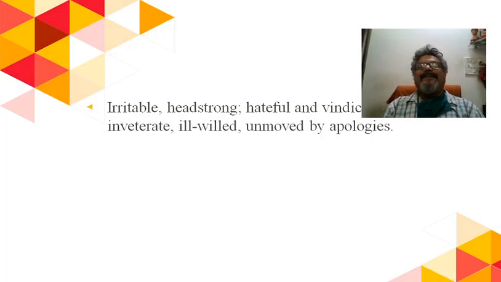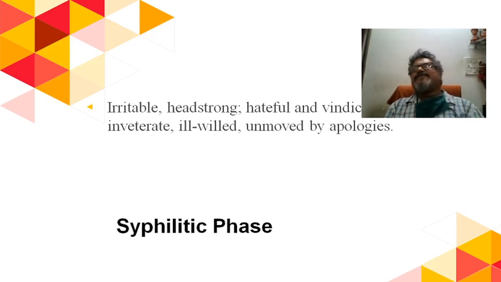Now, irritable, headstrong, hateful, vindictive, ill-willed, unmoved by apologies, inverted. So now the person has entered the syphilitic stage. So there is no mercy. Vindictive means that the person wants to take revenge. He is getting revengeful. There is ill will. His will is entirely lost. There is no good thing still remaining or persisting. Everything is lost. So this is a syphilitic phase or syphilitic tendency.